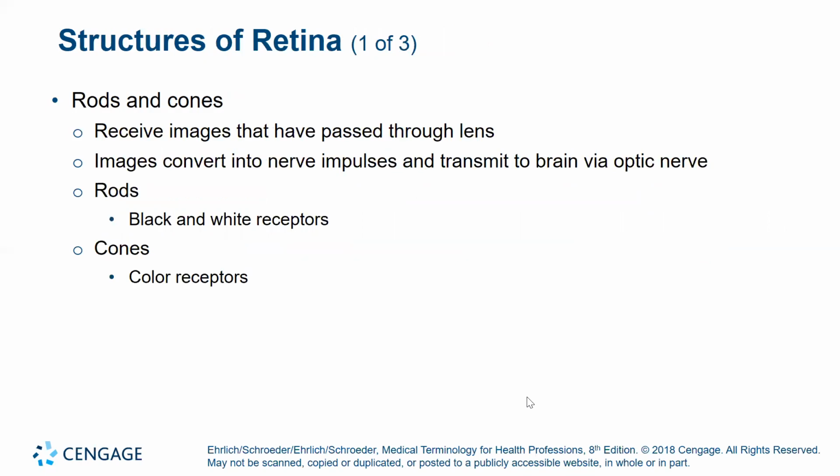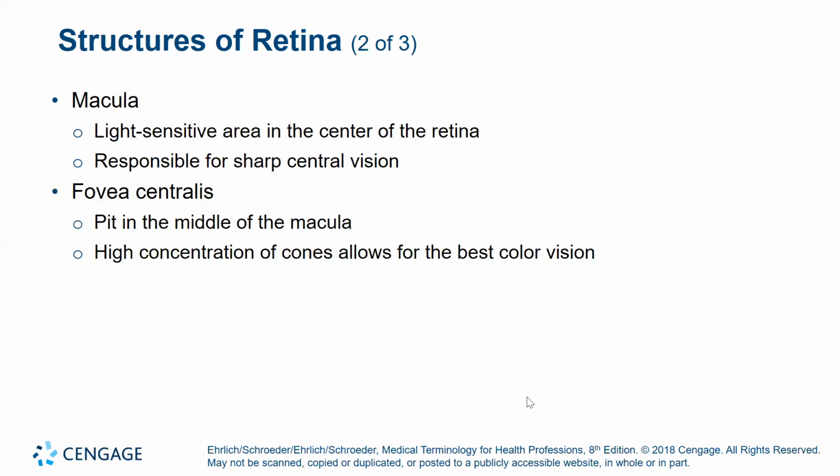We have rods and cones. They receive images that have passed through lens. Images convert into nerve impulses and transmit to brain via optic nerve. So the rods are the black and white receptors, and the cones are your color receptors. We have the macula, the light-sensitive area in the center of the retina. And we have the fovea centralis. This is the pit in the middle of the macula.